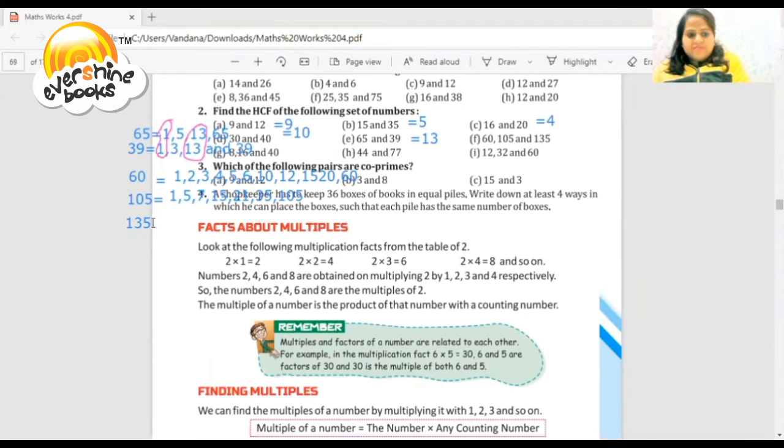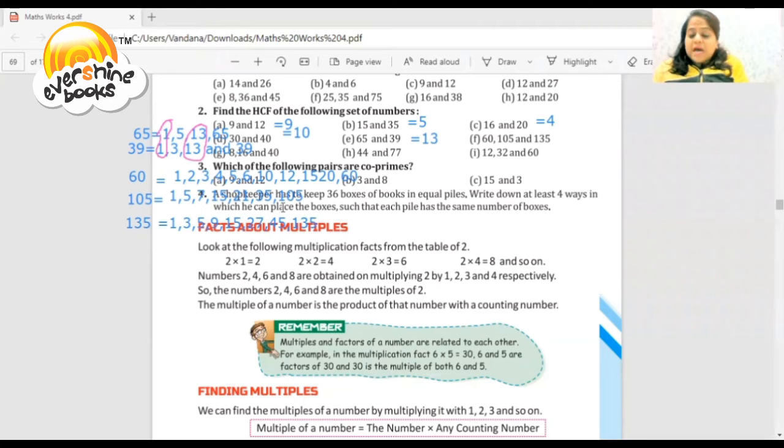Now 135. Factors of 135 are 1, 5, 15. Now tell me the next number. Yes, tell me. So students, this is your 135. Factors of 135 are 1, 3, 5, 9, 15, 27, 45 and 135.